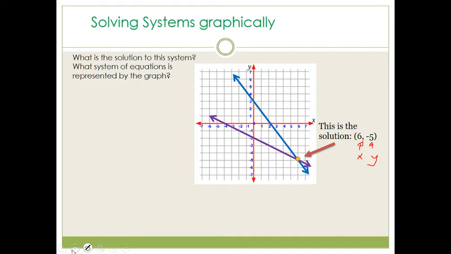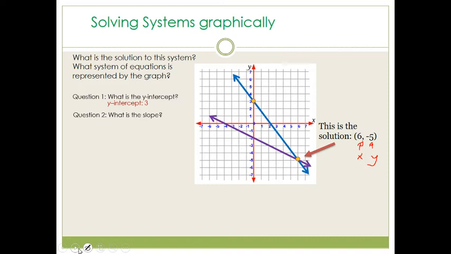Alright, now let's answer the second part of this question, which is what system of equations is represented by this graph? So they're really just asking us here, what are the equations of the lines? Alright, so the very first question you should ask is, what is the y-intercept? So I'm going to do the blue line first. We can see that the y-intercept is 3. Right, now we need to find the slope.